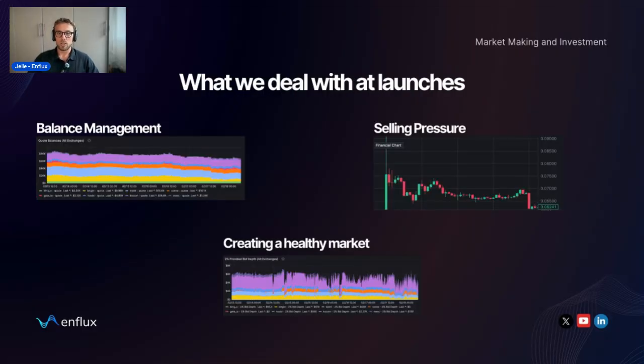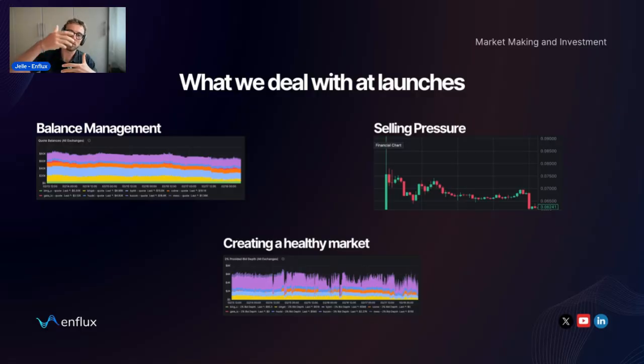So what else do we deal with at launches? First of all, we see here a screenshot of all the balances on a specific exchange over time. So a lot of it is balance management. We've got to make sure that there's always enough dollars on the account so we can place buy liquidity so people can actually sell.